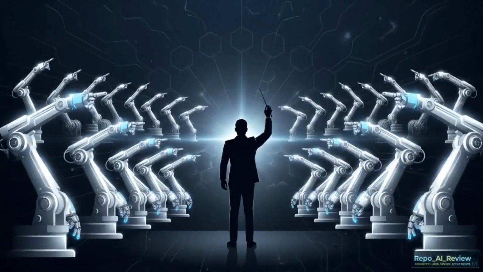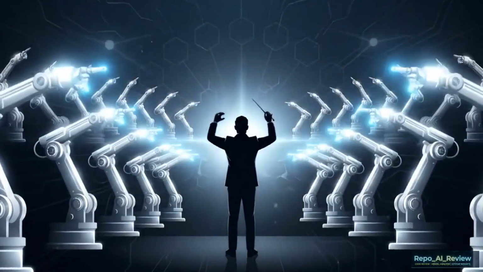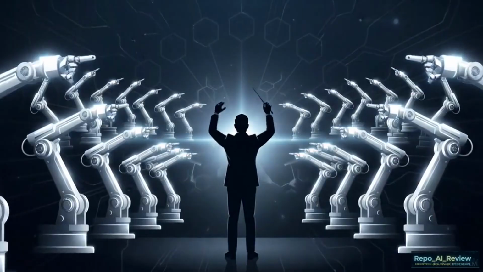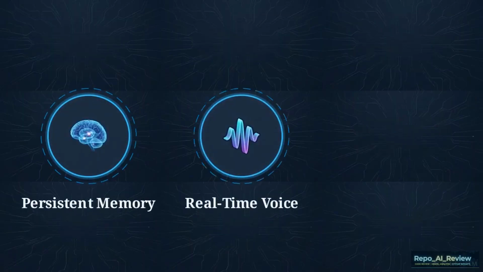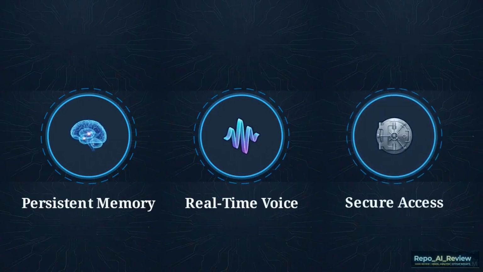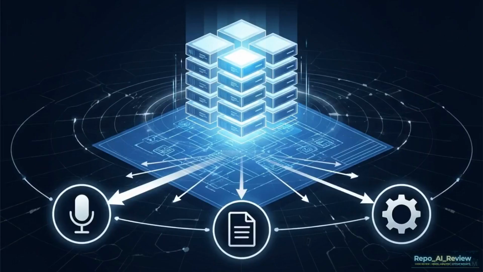Look at this orchestration. A single developer, sitting at one laptop, orchestrates an entire swarm of specialized agents, each equipped with persistent memory, real-time voice, and secure direct access to external infrastructure. By providing 80 distinct project paths across every major AI framework, this repository serves as a functional blueprint for anyone looking to build and deploy production-ready autonomous tools.